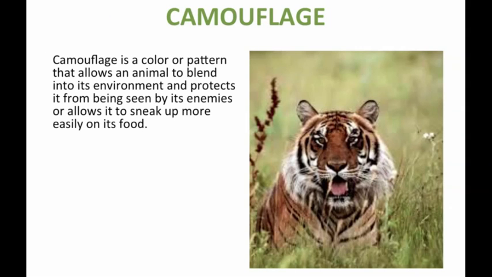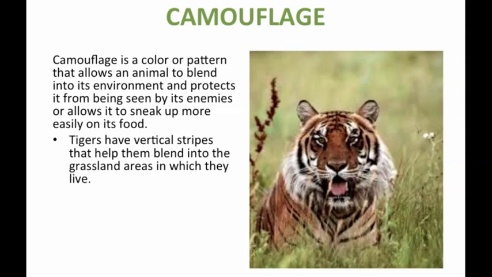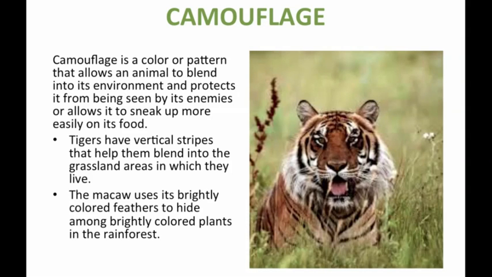Camouflage. Camouflage is a color or pattern that allows an animal to blend into its environment and protects it from being seen by its enemies or allows it to sneak up more easily on its food. Tigers have vertical stripes that help them blend into the grassland areas in which they live. The macaw uses its brightly colored feathers to hide among brightly colored plants in the rainforest.